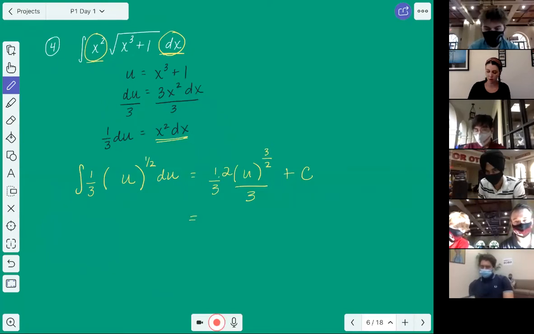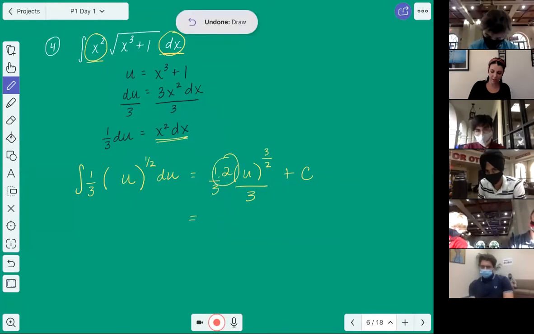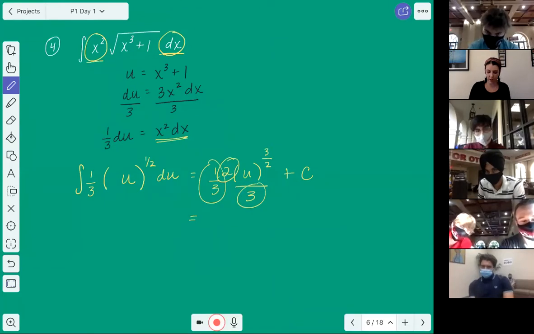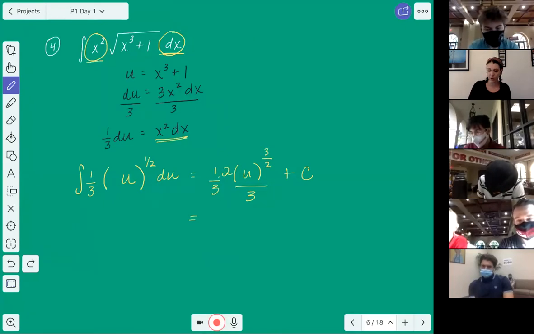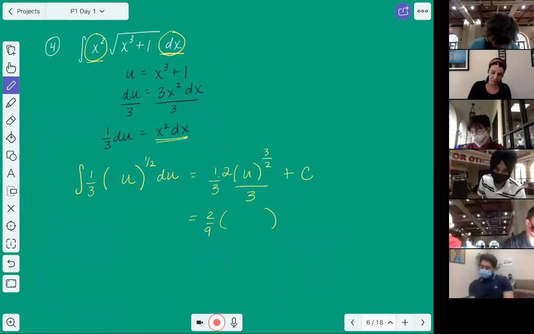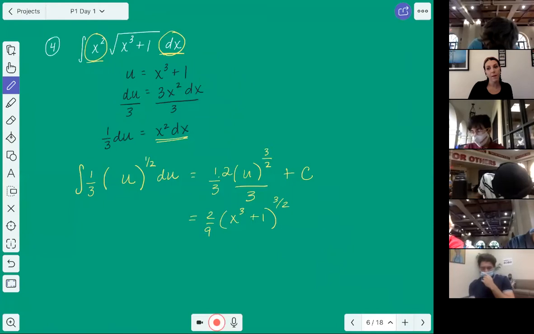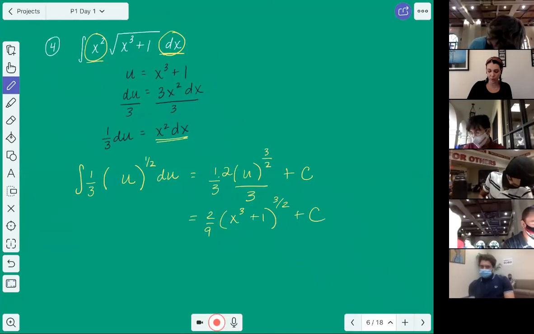Yeah, we'd have a 1/3. Hold on, sorry. So I have a 2, a 1/3, and a divide by 3. What constant do I now have out in front? 2/9. There we go. And then you said plug that in. So what are we going to plug back in? X to the 3rd plus 1. Good. And then still raised to the 3/2. And finally, plus c. Wonderful job.